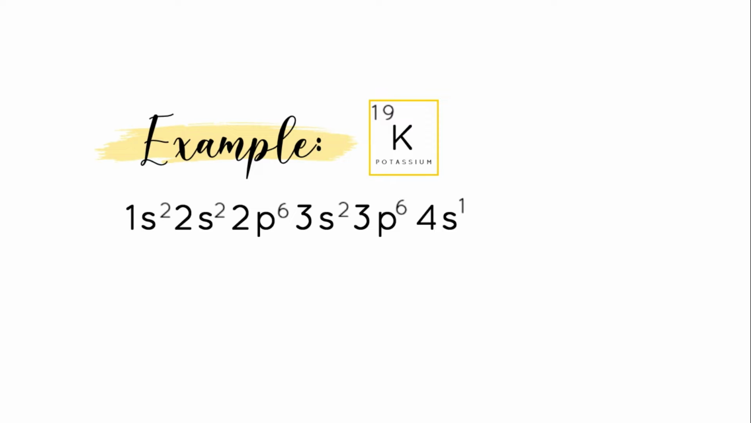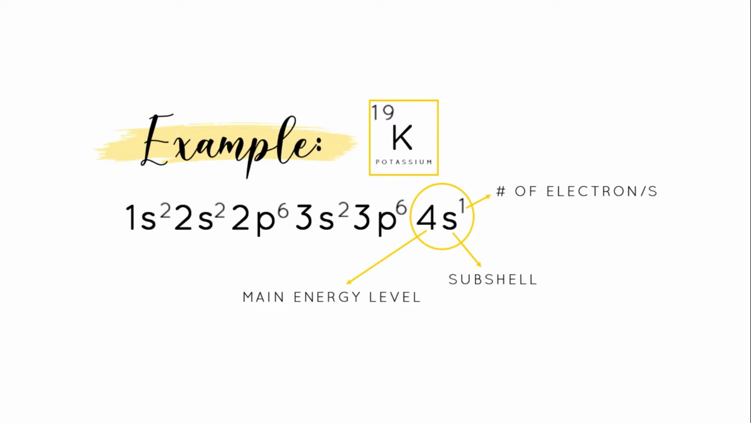Now from here, let's look at the valence shell or the outermost shell of potassium. That is the last part of its electron configuration, the 4s1. So again, our 4 here, we call it the main energy level. The s here, we call it the subshell. And our 1 here, our superscript, we call it the number of electrons in that specific subshell. So just remember all these things because they're going to be extremely significant as we determine our quantum numbers.